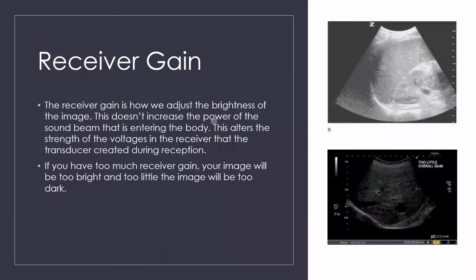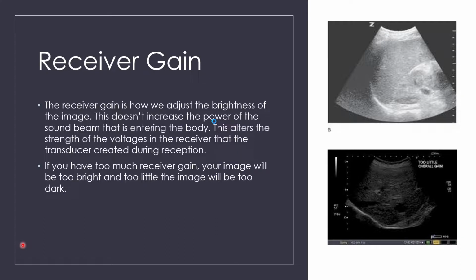So our receiver has lots of different functions that it does when we're trying to make our image better, and we're twisting buttons and sliding buttons over on our machine. Once we start getting the hang of things, it makes our image brighter or it makes it darker. All of those adjustments are being made in the actual receiver of the machine. So the receiver gain is how we adjust the brightness of the image. Now this does not increase the power of the sound that is entering into the body, okay? There's another way that we can adjust that, but for your purposes, you don't need to mess with it. You need to just worry about the receiver gain.